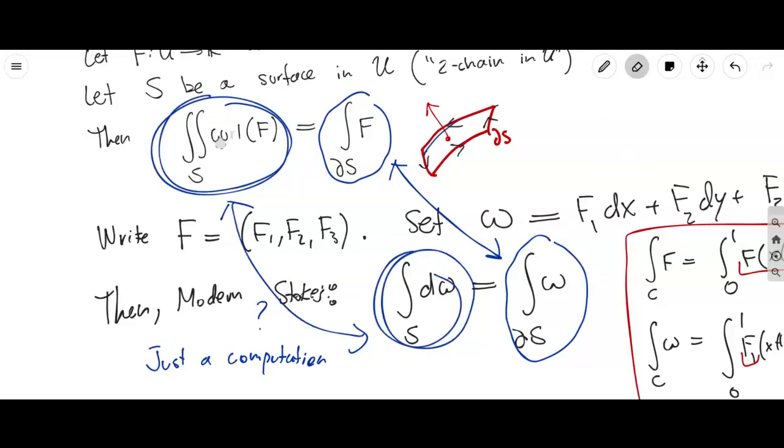Basically, what you would do is use the formula for the curl. Then you take the parametrization function for S, calculate the cross product, put it in, and you get this long, messy computation.